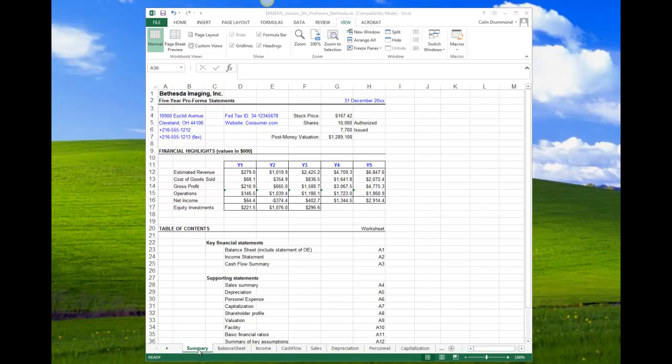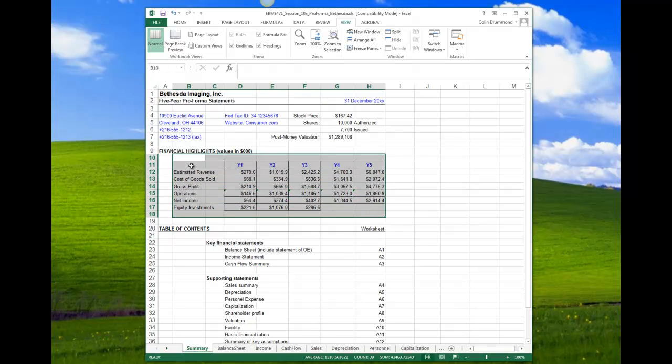We open the workbook with a summary. In this summary, we of course have some of the normal identifiers for the company, and there's some other things that we can talk about at some other time, like the difference between authorized and issued shares and post-money valuation. But the important thing to pay attention to here is this summary right here.